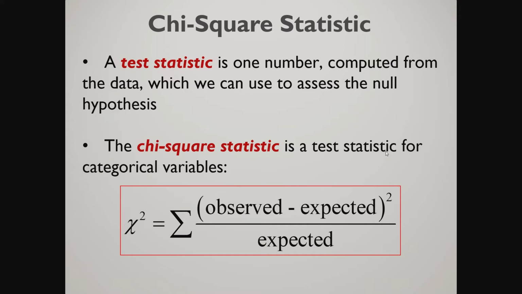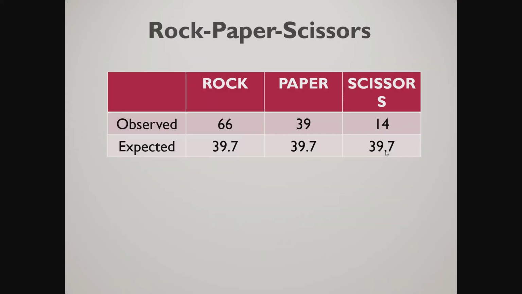I didn't put the little index, it should have said i equals 1 to k. So k is the number of categories. So we're going to do this 3 times. Each category is going to have what they call a contribution to the chi-square statistic. So we're going to add up the 3 contributions from each category. And then the number of categories minus 1 is going to be the degrees of freedom.